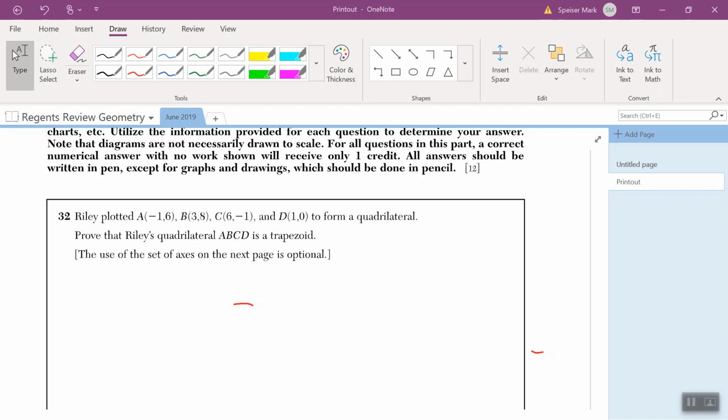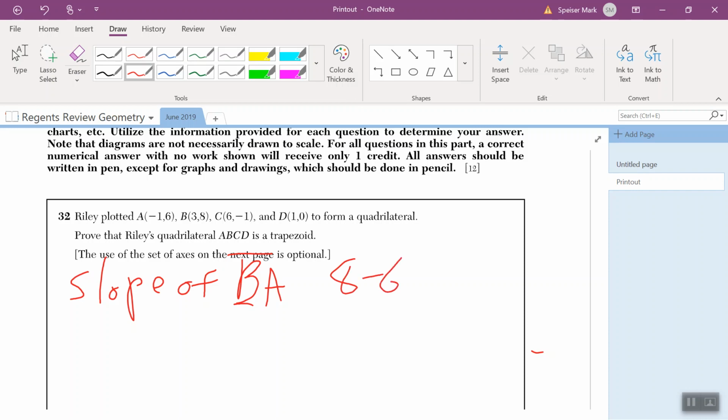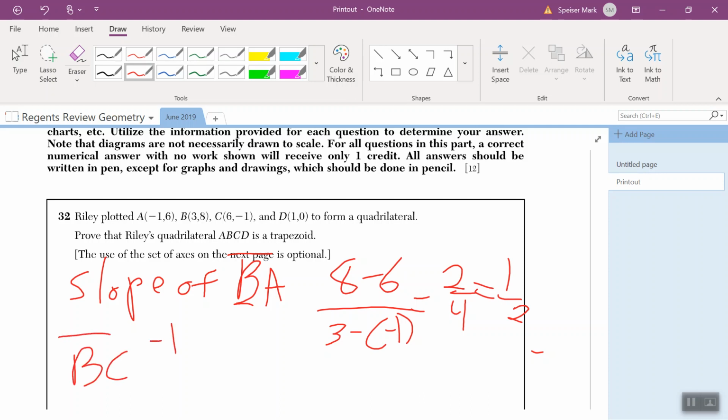To prove it's a trapezoid, you have to find two sides that have the same slope. So you find all four slopes. Slope of AB: 8 minus 6 over 3 take away -1, it's 2/4 or 1/2. Then you go on to BC, which is -1 take away 8 over 6 take away 3, which is -9 over 3, or -3.